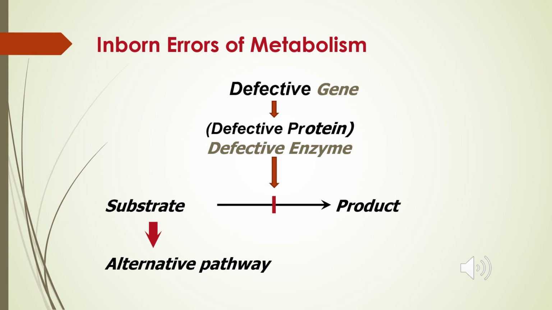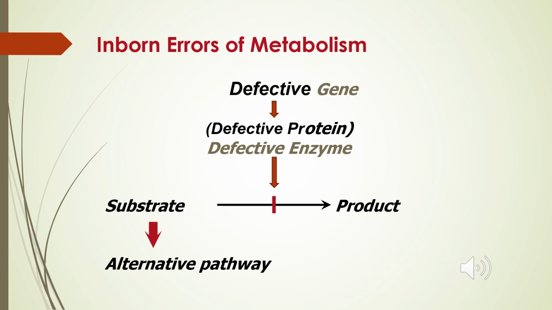In a normal condition, when the gene is expressed, it leads to synthesis of a normal protein, which is nothing but a normal enzyme, because all enzymes are proteins except ribozyme. So when this enzyme acts on the specific substrate, that substrate gets converted into product. So there is a normal metabolic pathway taking place without any harmful effect.